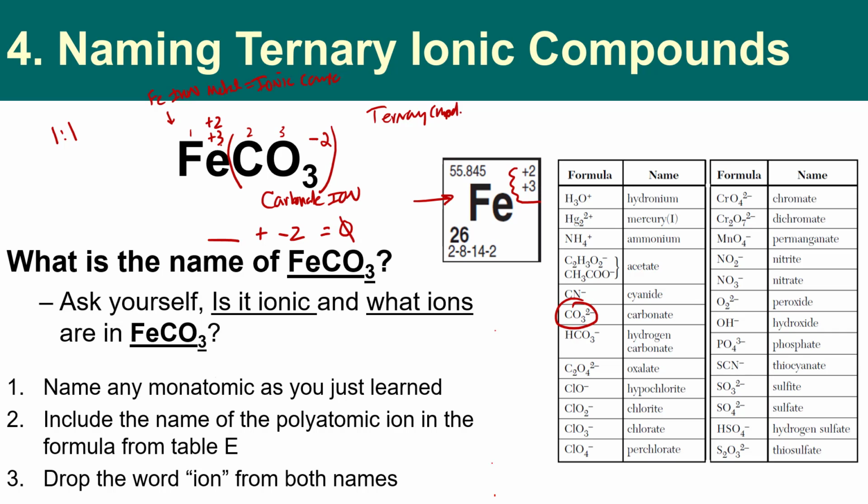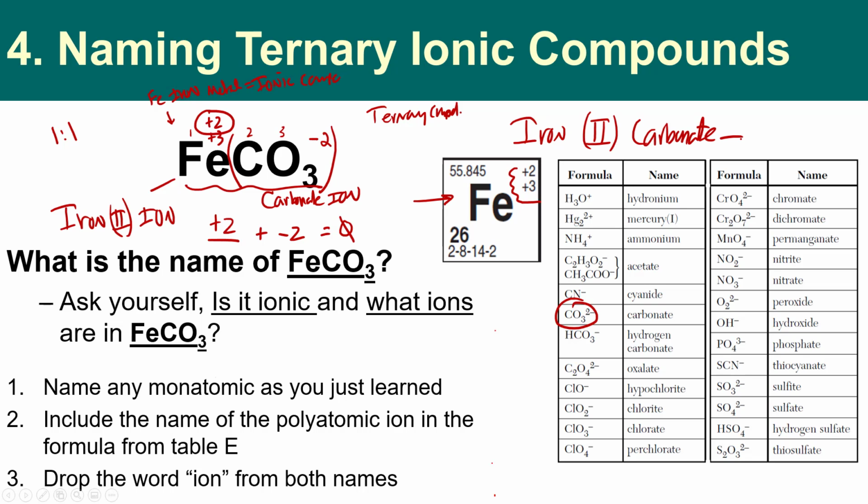Is it 3? Well, heck no. If it was 3, your compound here would be overwhelmingly positive, be +1. But if I use a +2 here, +2 plus -2 gets me 0, that gets me electroneutrality, and so I know the charge of my iron here is an iron(II) ion. So the whole name of this whole compound winds up being iron(II) carbonate. And that is how we do it.